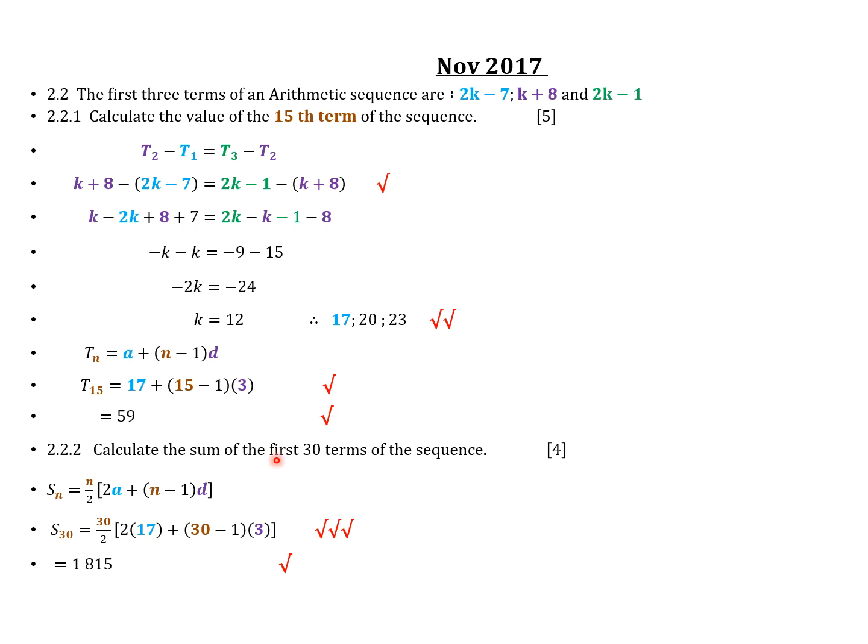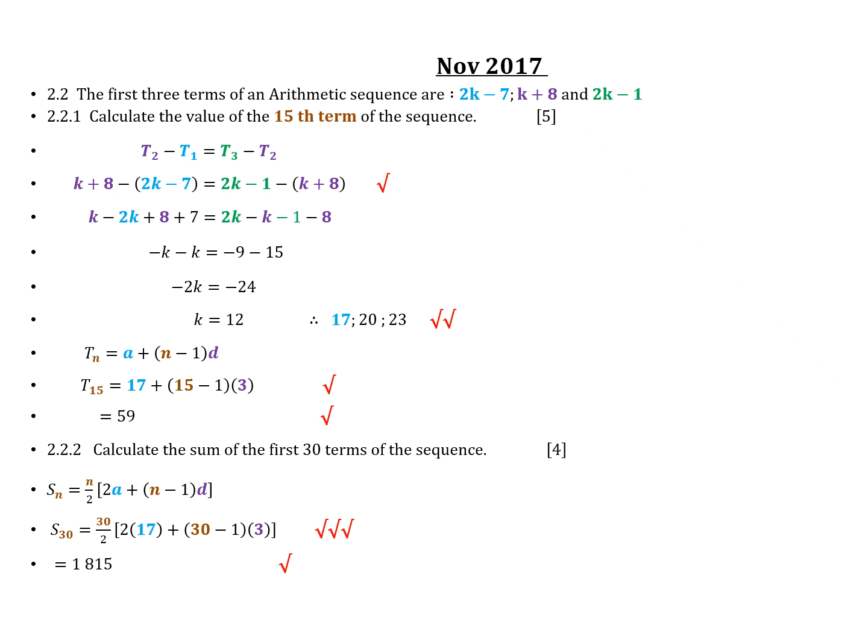Question 2.2.2: calculate the sum of the first 30 terms of the sequence, for 4 marks. For the first 30 terms we use the Sn formula because they said sum: Sn equals n over 2 times 2a plus n minus 1 times d. So n is 30 over 2, a was 17, and d was 3. So 30 minus 1 is 29, times 3, plus 34, times 15 gives me 1,815. One mark for substituting 30 correctly, another mark for a, another mark for d, and 1 mark for the final answer. So hope you follow.